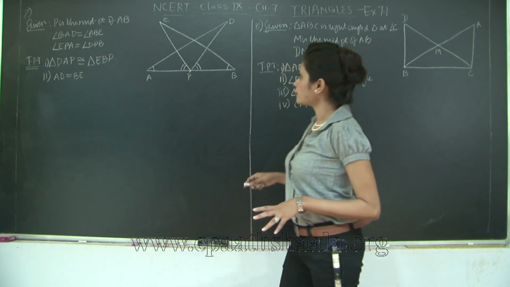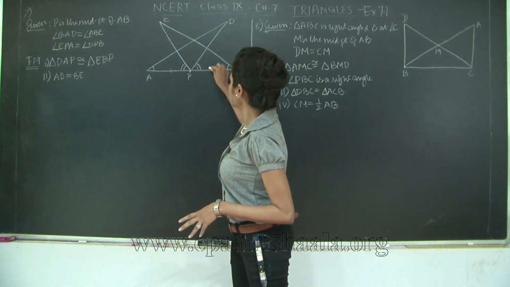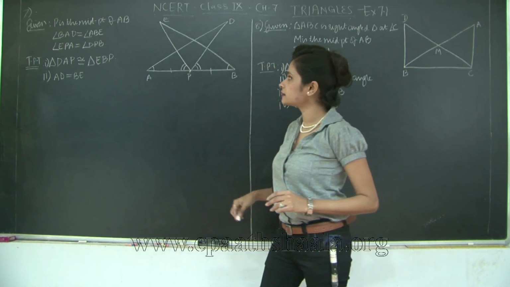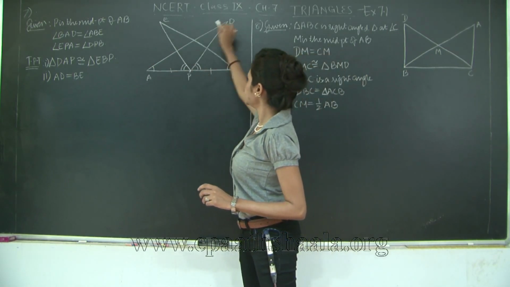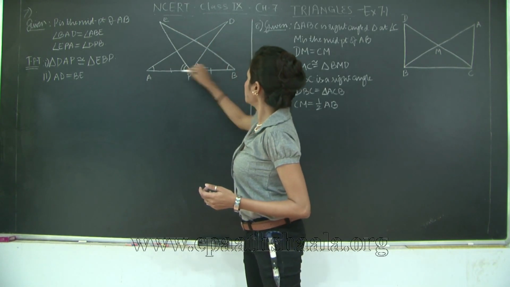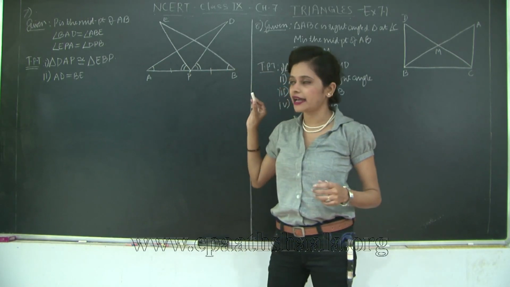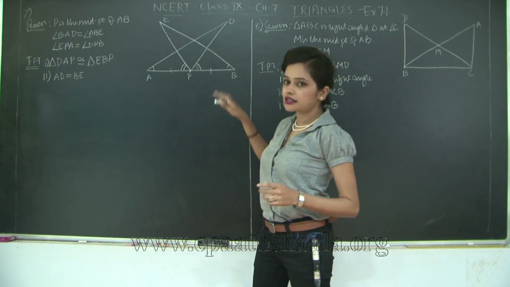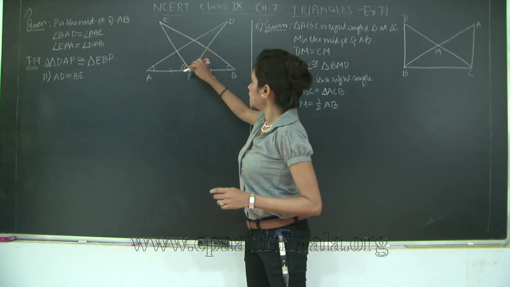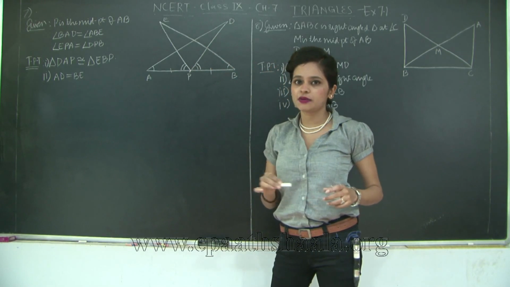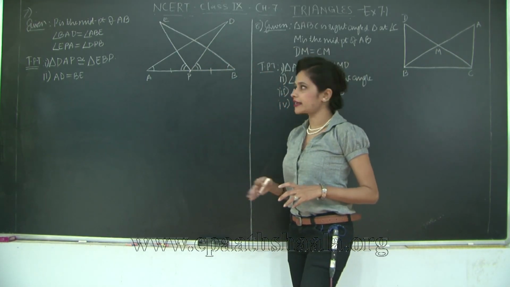P is the midpoint of AB, therefore AP is equal to BP, correct? Also, angle BAD is equal to angle ABE. This has been given, so we have marked the angles over here in single arcs. And we have angle EPA is equal to angle DPB. This has been given, so we have double arcs to notify that these two angles are congruent.